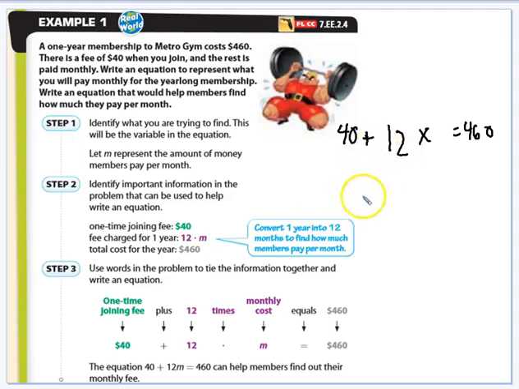So that is all they need. 40 plus 12 times the monthly cost equals 460. That is this whole lesson. That is it. Okay? Just taking a word problem and turning it into an equation.